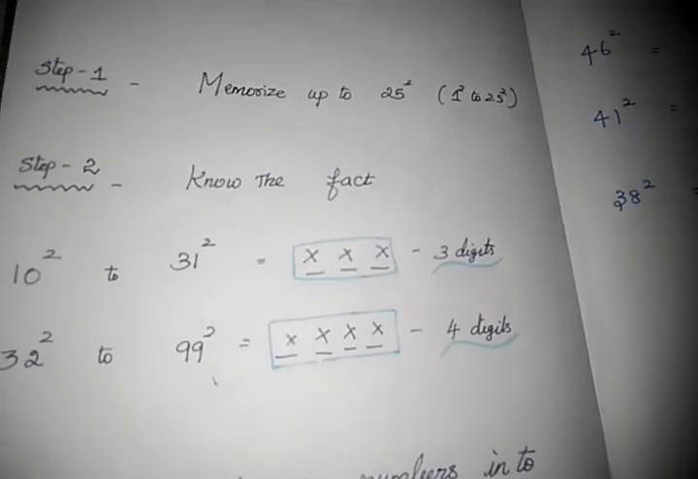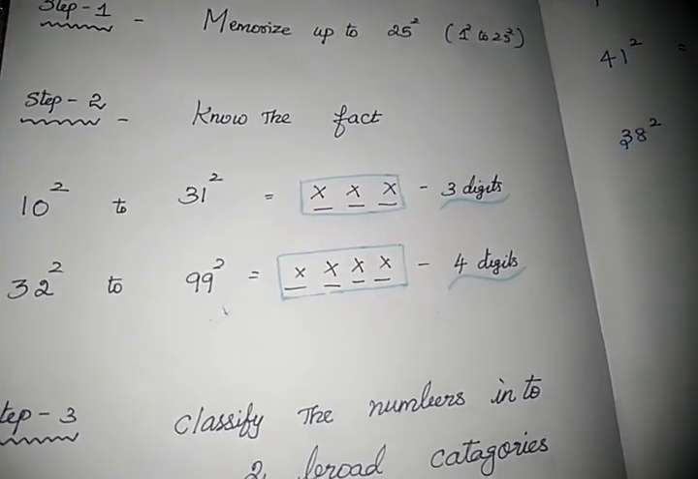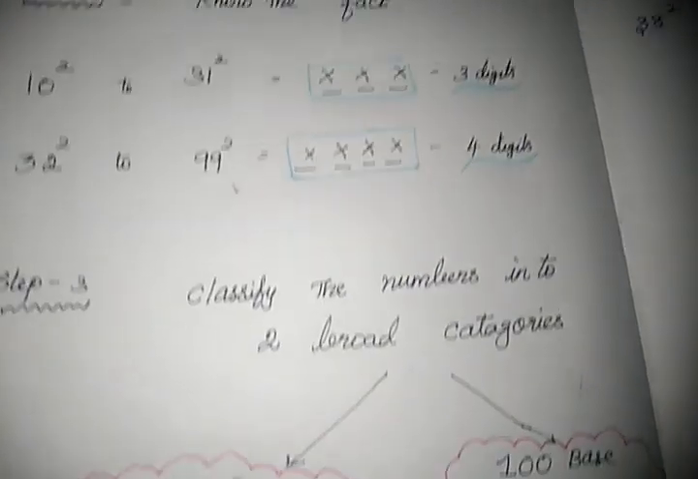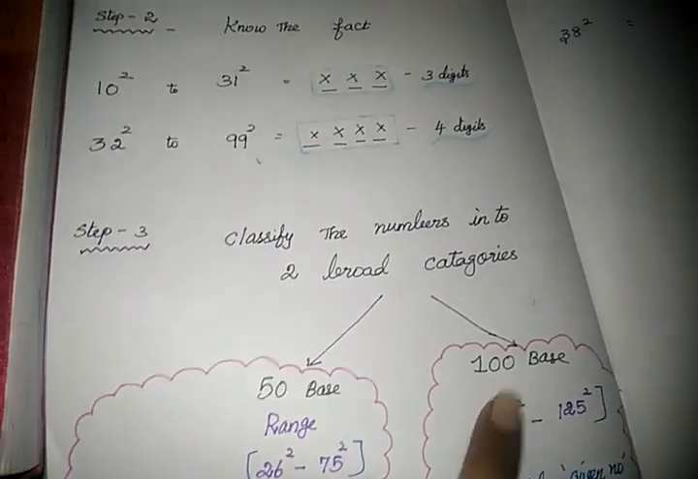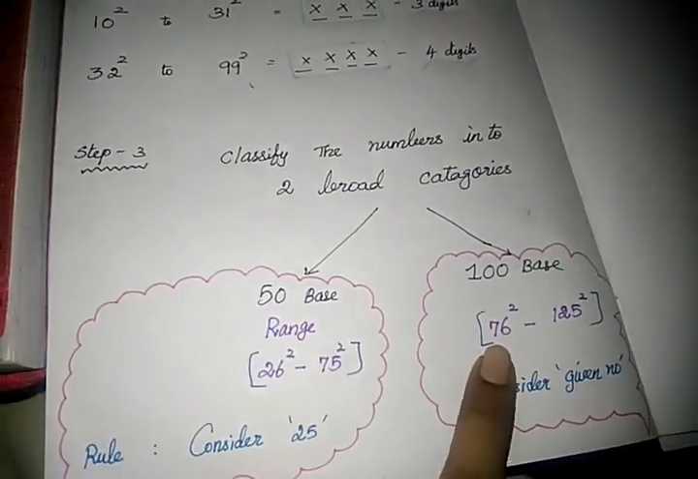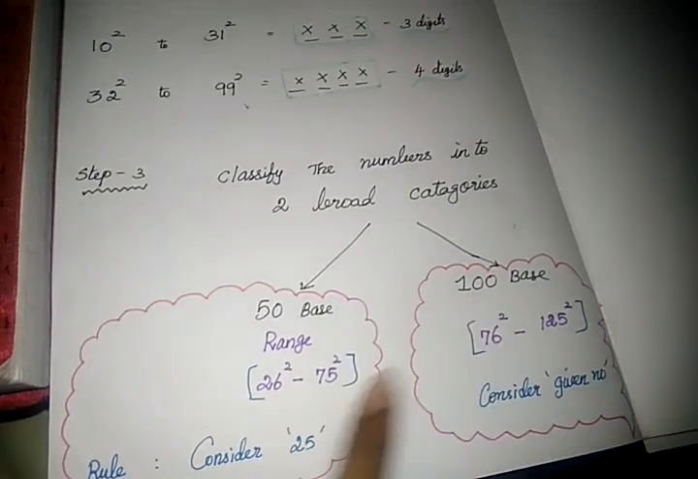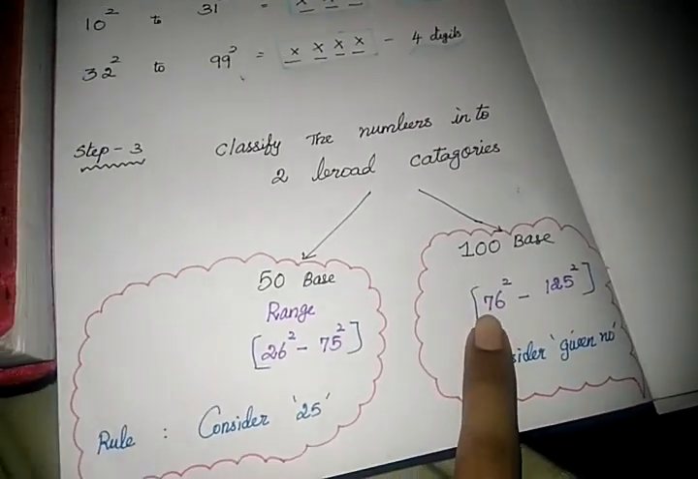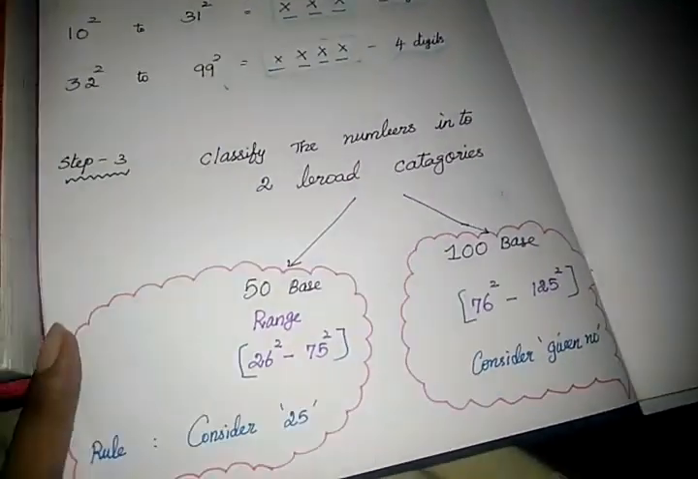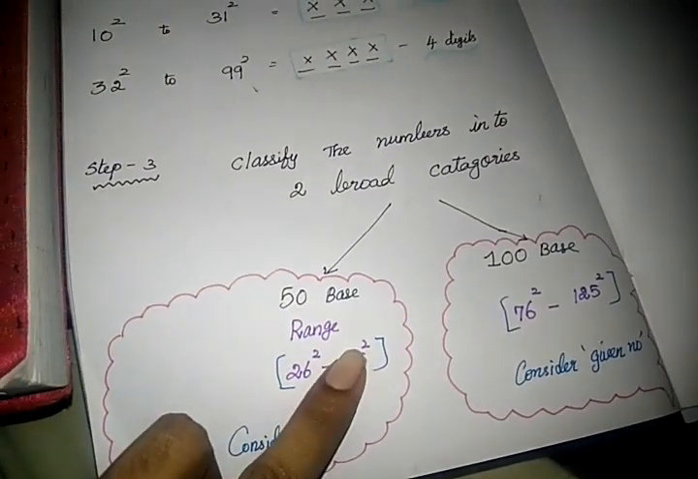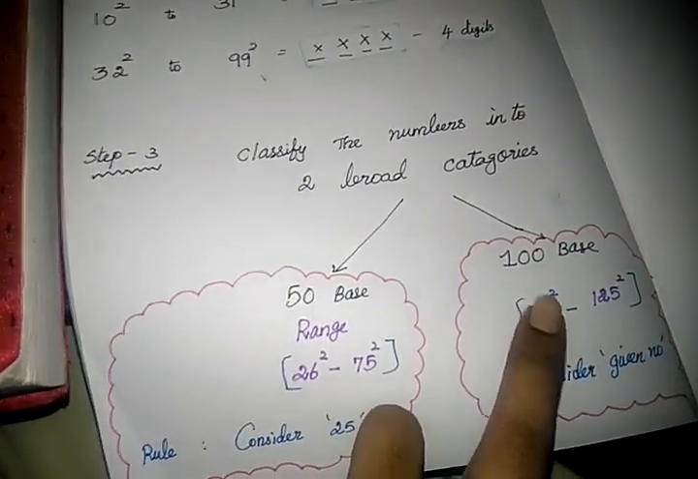That is, memorize up to 25 square and know the fact: 10 square to 31 square, the result is 3 digits; 32 square to 99 square, the result is 4 digits. And classify the numbers into 2 broad categories: one is the 50 base and another one is the 100 base. The range of numbers 26 square to 75 square lies under the 50 base, and 76 square to 125 square under the 100 base. It is nothing, students: 50 minus 25, 50 plus 25, 100 minus 25, 100 plus 25. As we have memorized up to 25 square, plus or minus 25 is taken.